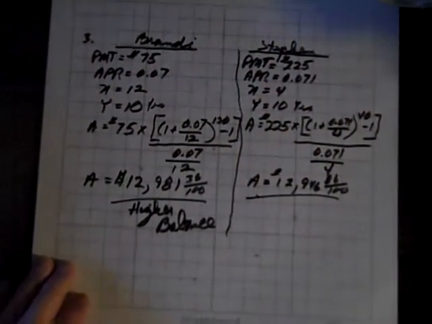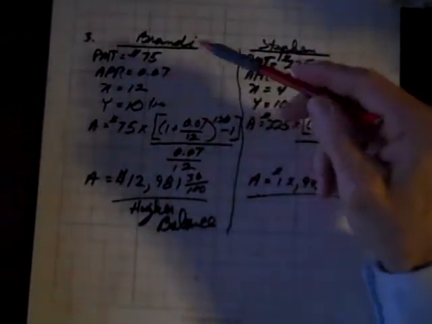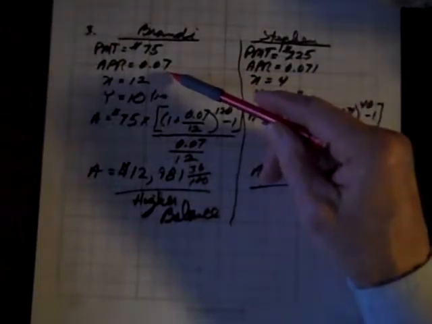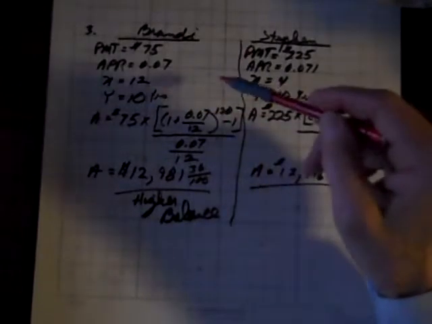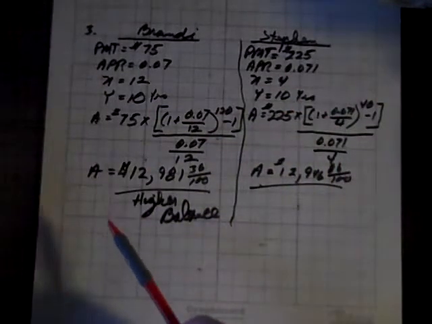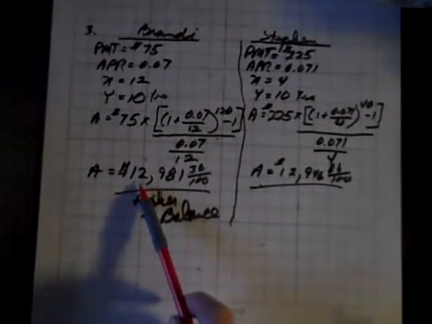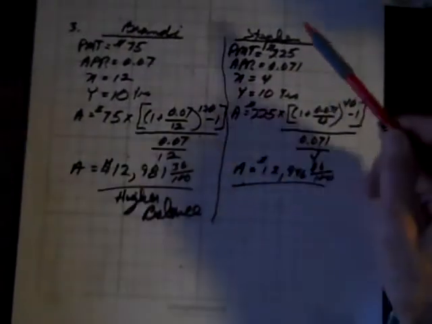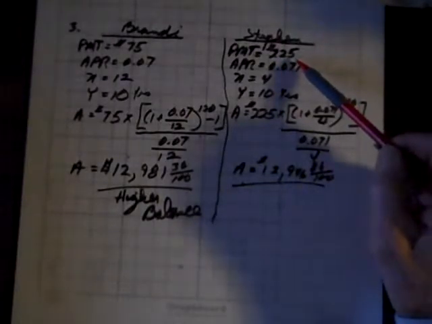And this time we're given 2 people, Brandy and Stephen. And for Brandy, the payment's $75 a month. Her interest rate is 7%. She's compounding monthly, and it's for 10 years. And when you install the values into the appropriate positions in the formula, you get that Brandy's balance at the end of 10 years is $12,981.36.